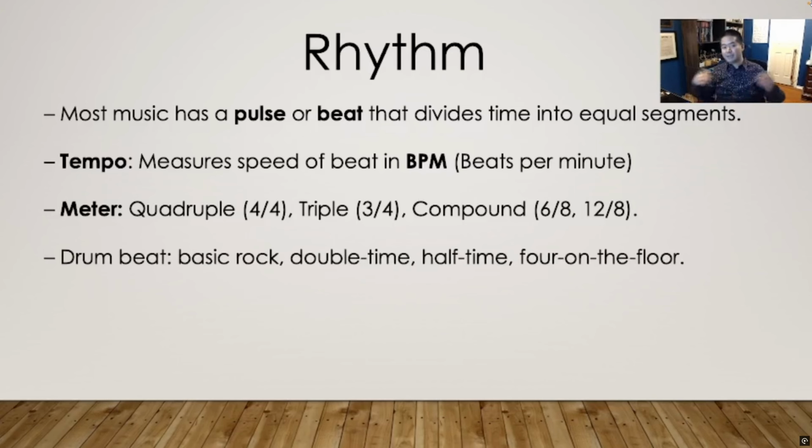Alright, so now let's talk about types of drum beat. We've already talked about the basic rock beat, which is 1, 2, 3, 4, bass, snare, bass, bass, snare. That's the basic rock beat, which fills up a whole measure of 4/4. Double time would be taking that and squeezing it so it happens more quickly. Instead of bass, snare, bass, bass, snare, you get snare, snare, snare, snare.